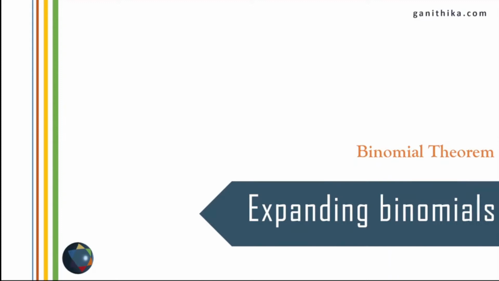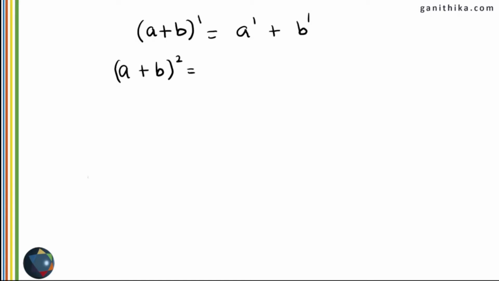How do we expand binomials? (a + b) to the power of 1 can be expanded as a to the power of 1 plus b to the power of 1. This is simple. Now you need to take your notebook and pen and expand (a + b) to the power of 2, which is (a + b) the whole square. Expand this binomial. Pause the video here, finish expanding and check your answer.